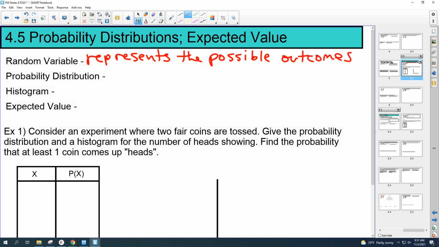So if my experiment is a coin flip, the possible outcomes would be heads or tails. So your random variable could take on two values. One of those values would be heads, one of those values would be tails. Probability distribution is just going to be a table of all probabilities.